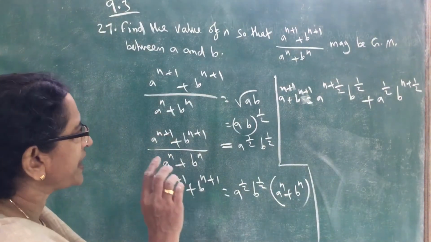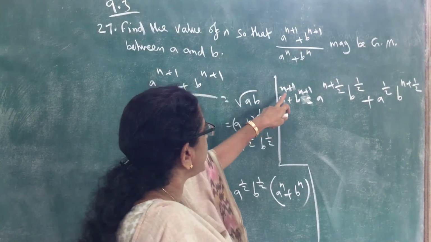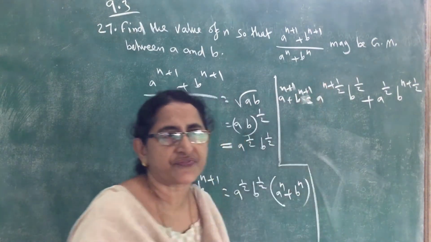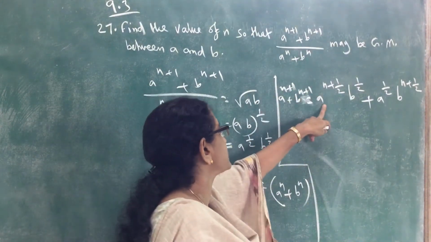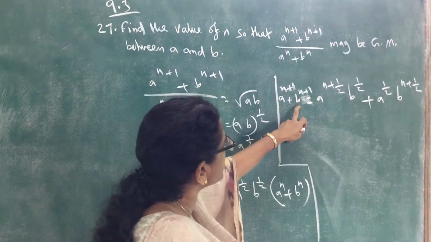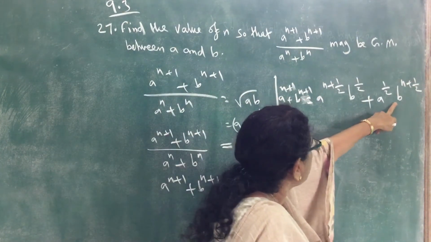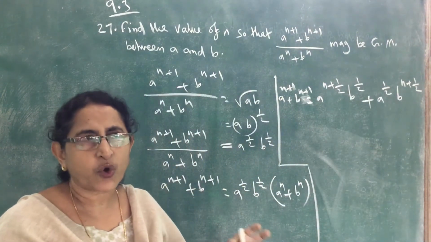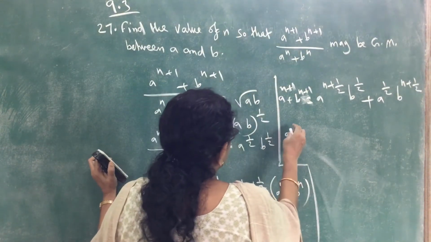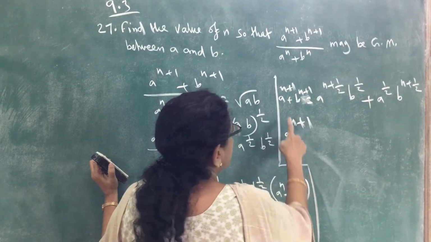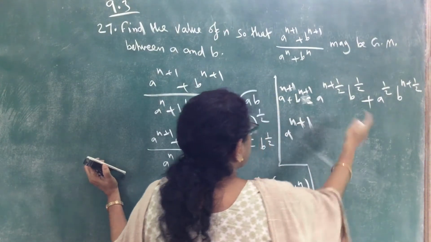Now see here, when we consider A raised to n plus 1 and A raised to n plus half, there is a common factor. Similarly, B raised to n plus 1 and B raised to n plus half have a common factor. So we are going to combine those terms. We write A raised to n plus 1, and this term I am going to take to the left side.